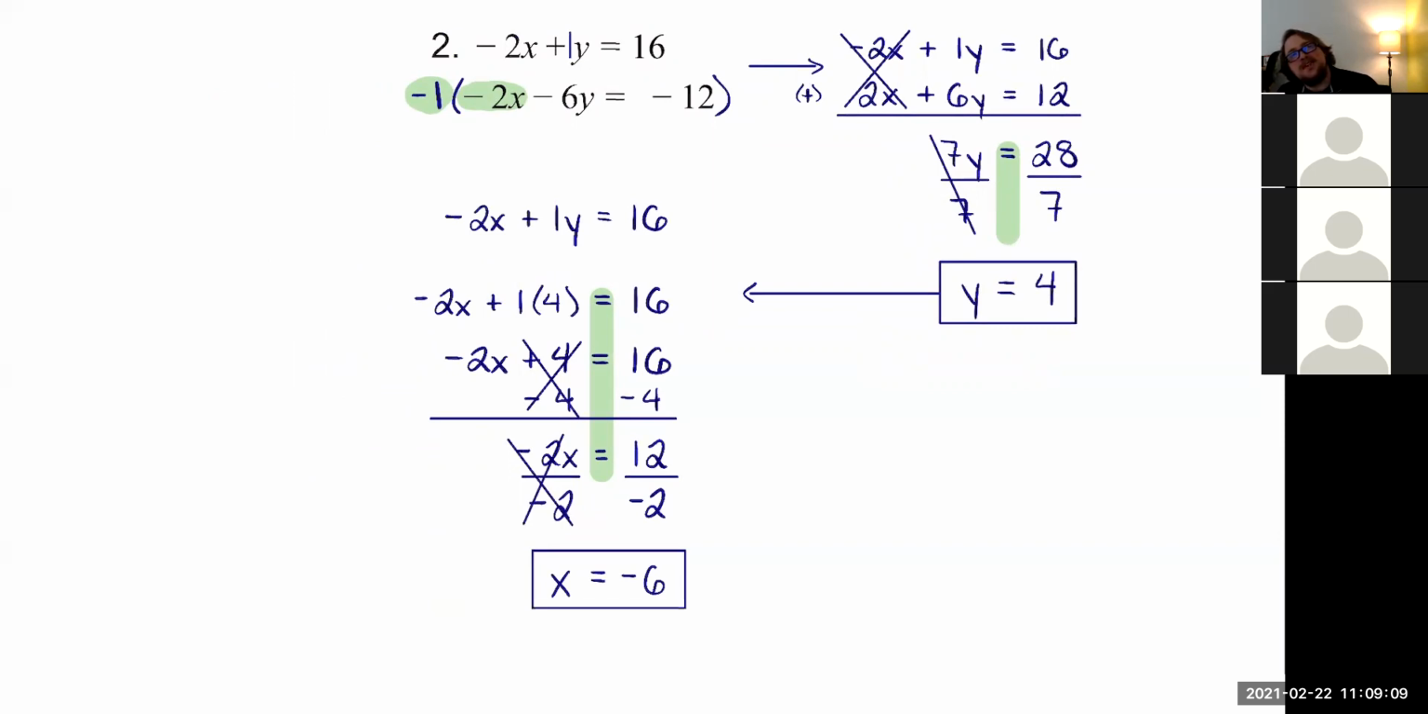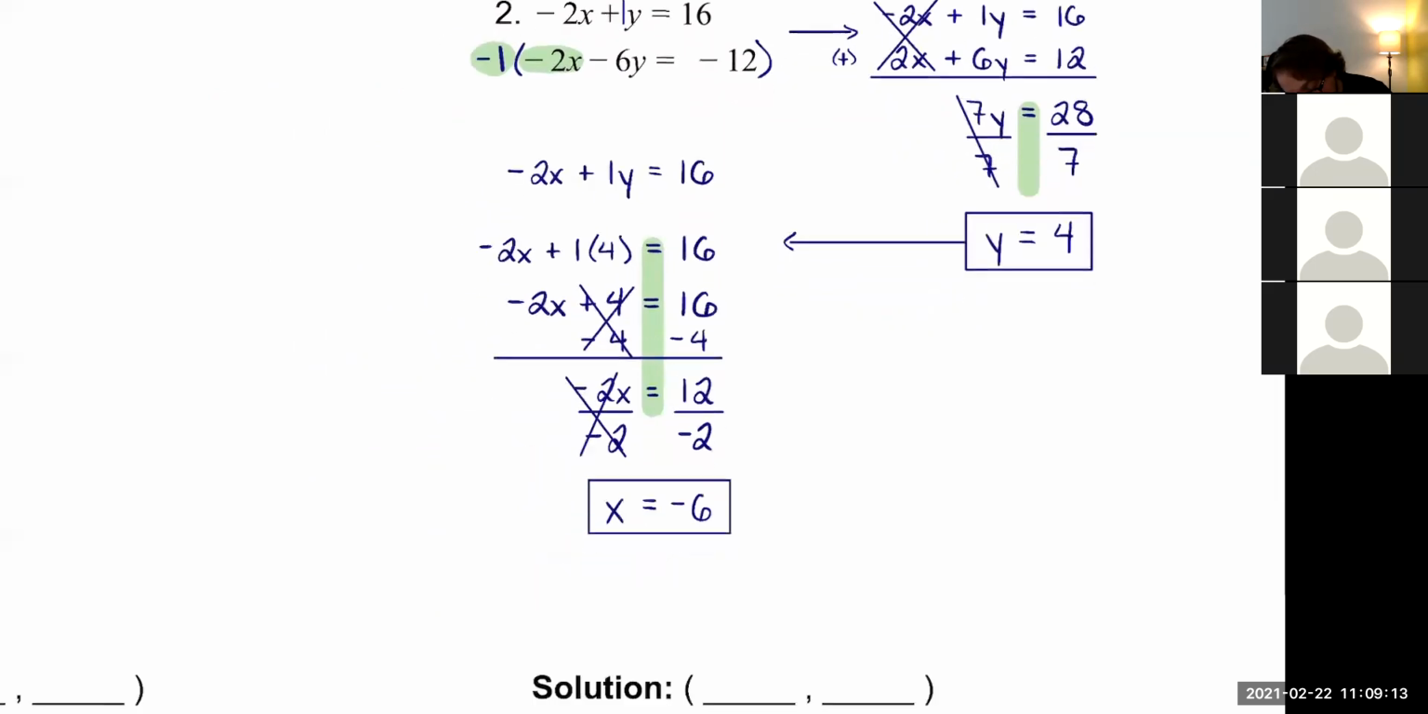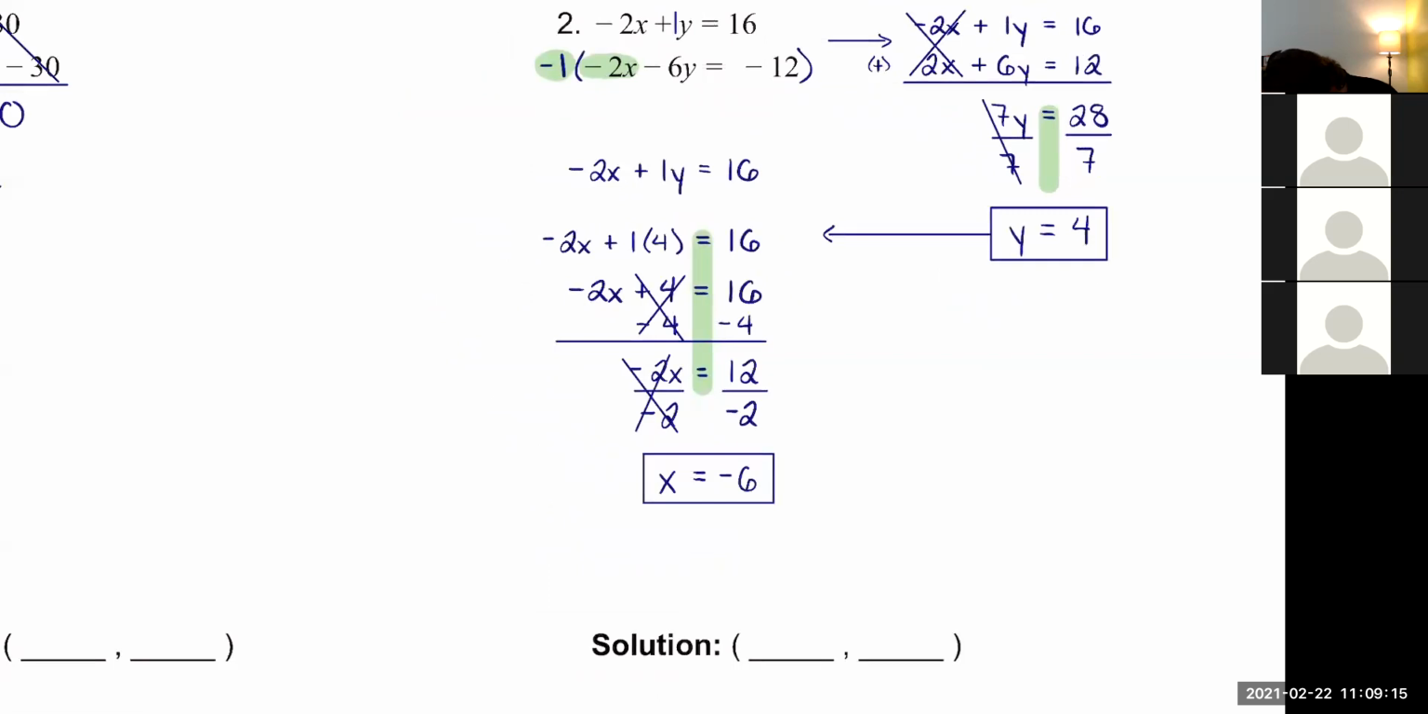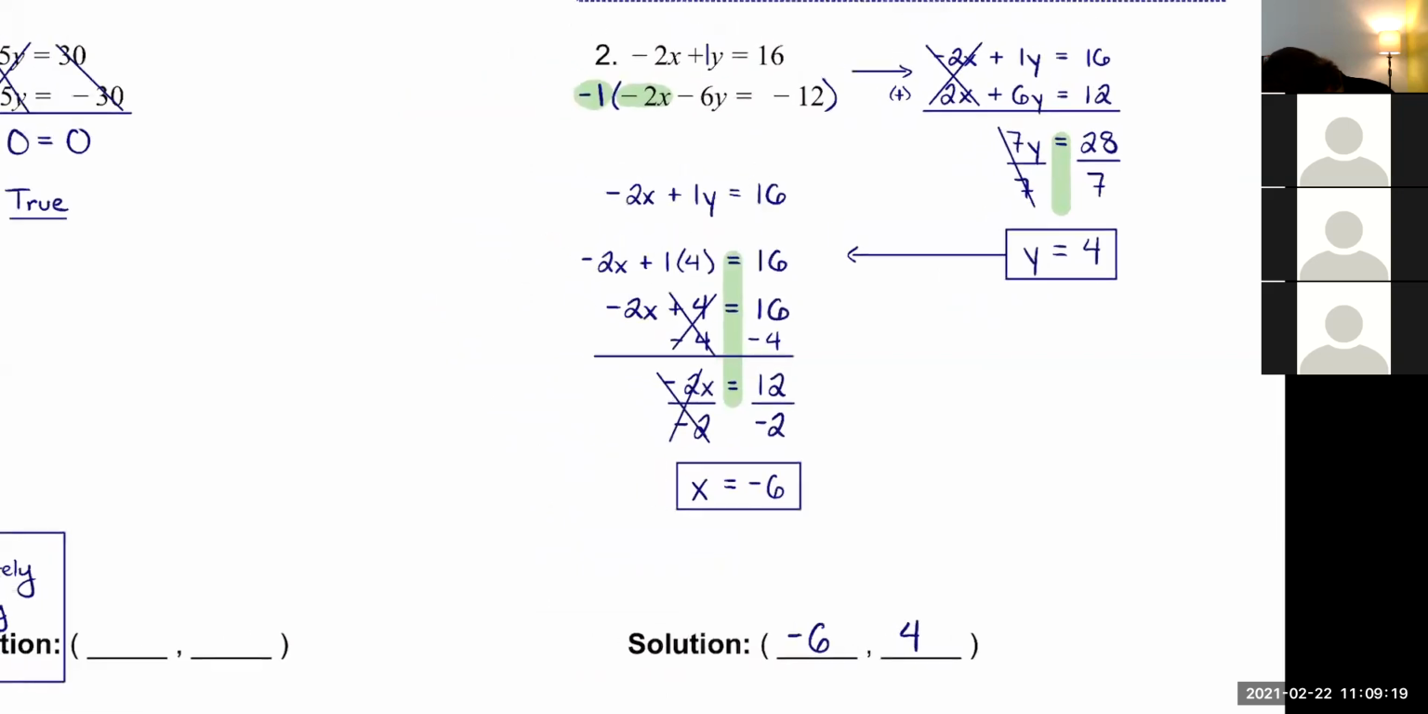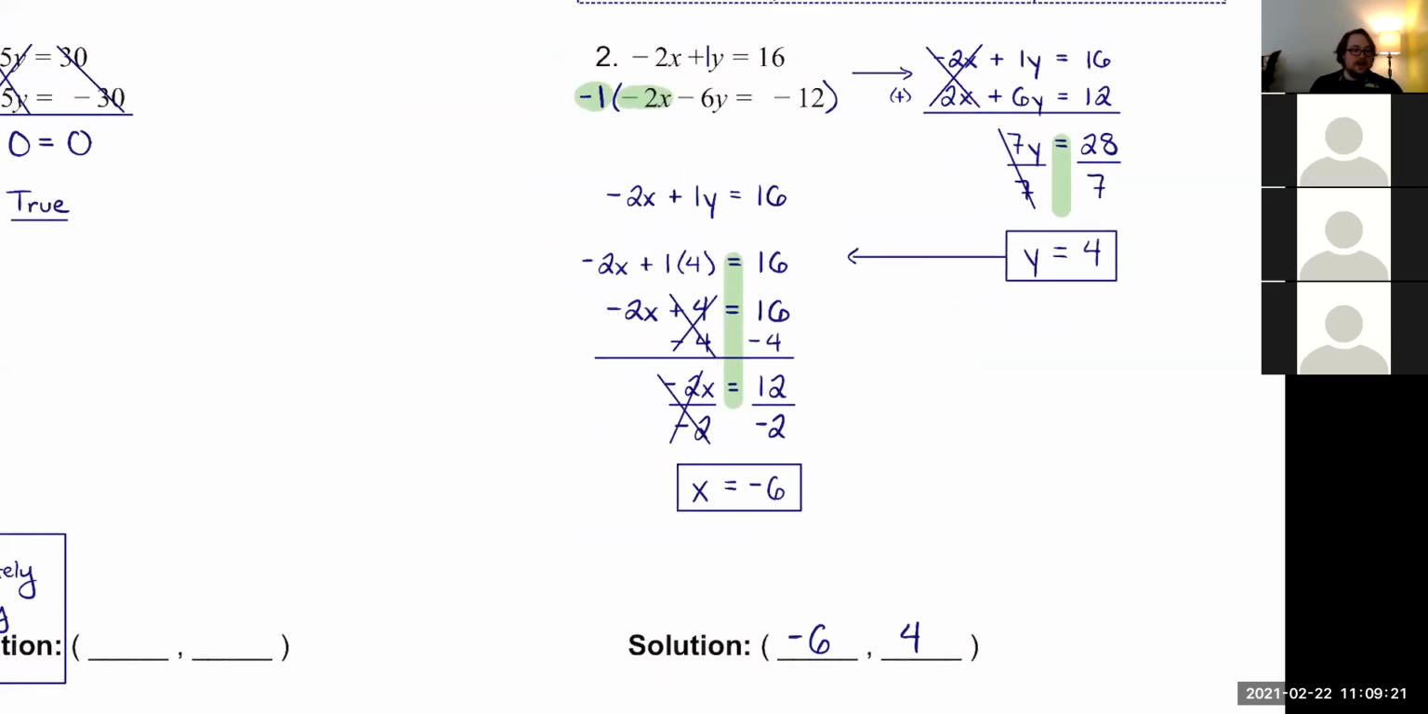So what's my final solution? Negative 6 and 4. Even though we found the y first, the x coordinate always comes first in our final solution. So our final solution is negative 6, 4.